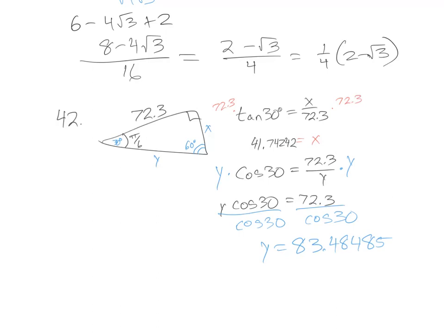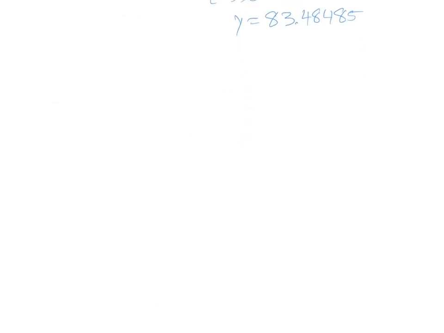That's how you do those. You have to look and see what you have been given. There's 3 pieces: the corner and then the 2 sides of the triangle. And that tells you which trig function to use. All right, let's move on.